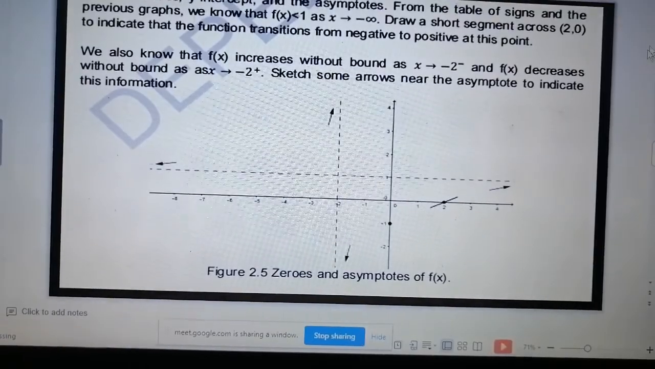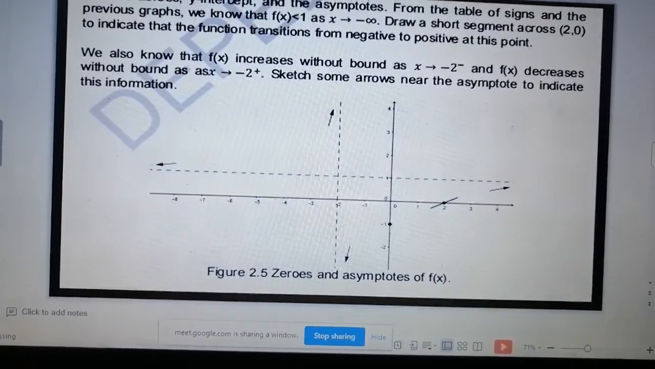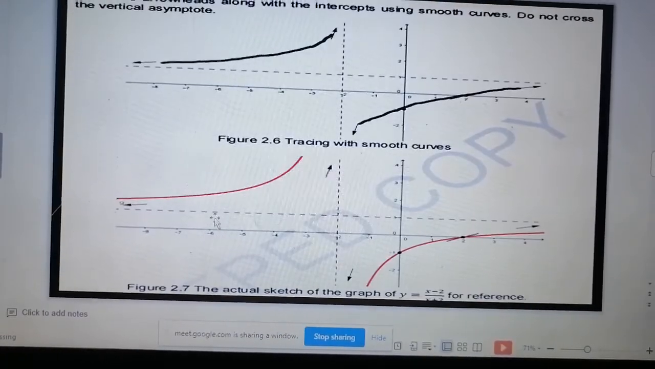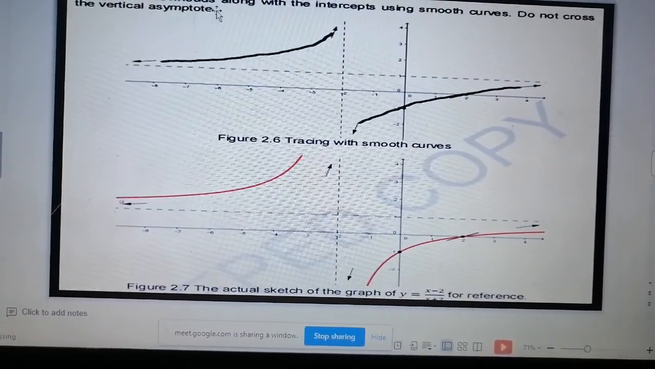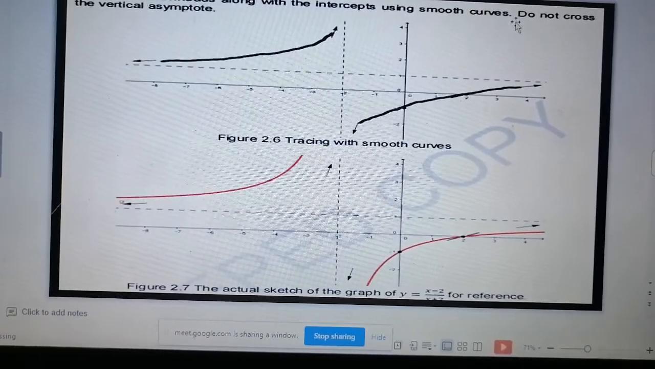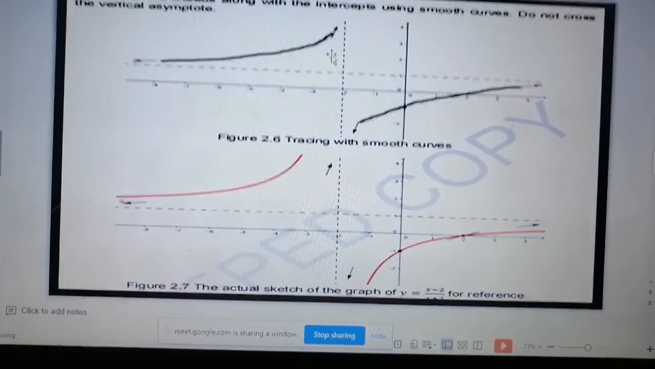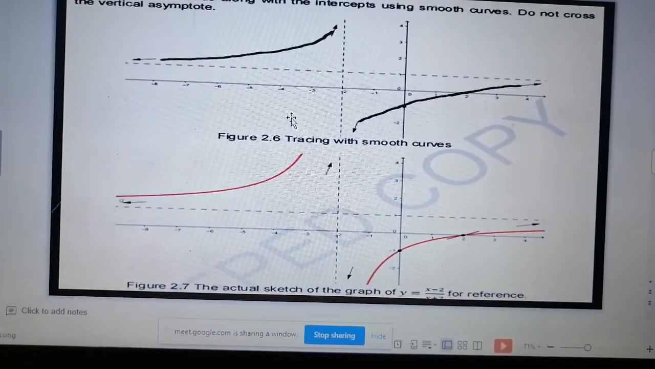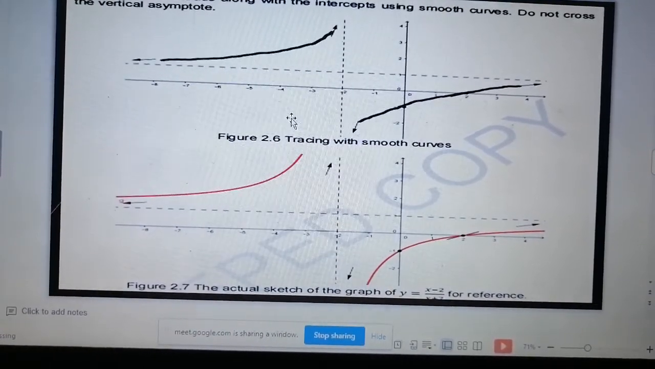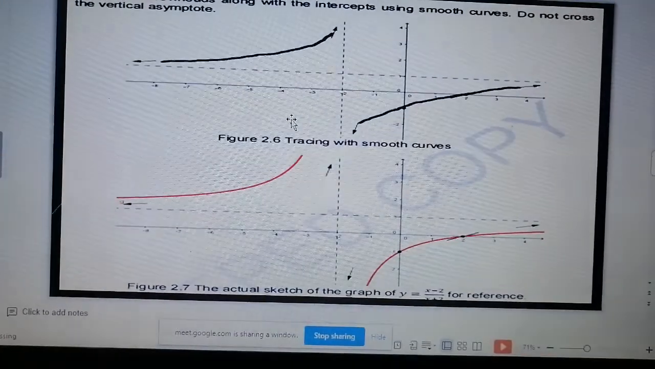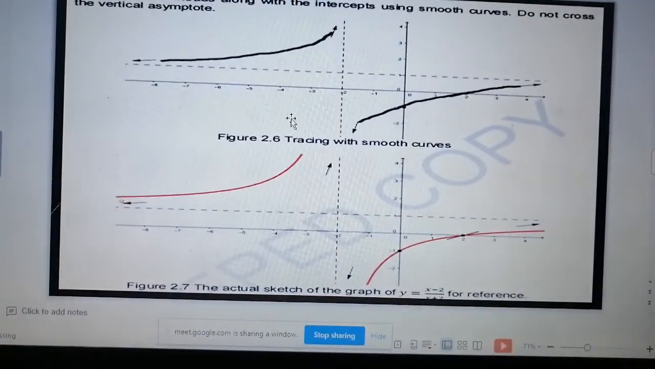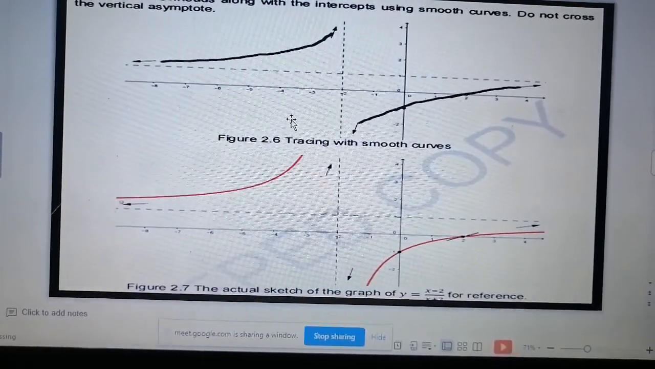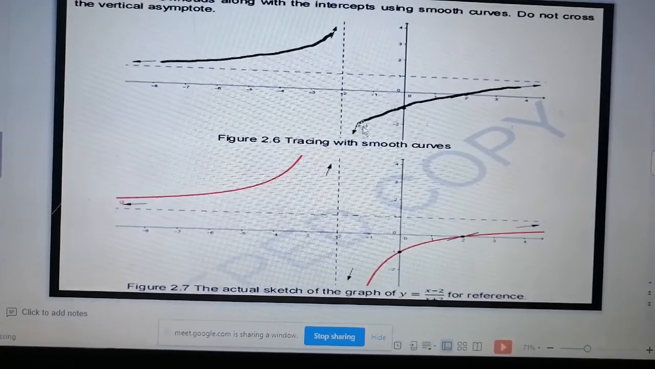Okay? Kaya nga zeros. So sa 0 sila nagpapanagpo. Okay. Look at this one. Ito naman yung tinatawag na vertical asymptotes. Okay. Trace the arrowhead along that intercept using smooth curve. Do not cross the vertical asymptotes. Okay. Tracing. Tingnan nyo, tracing yan. Ayan, oh.